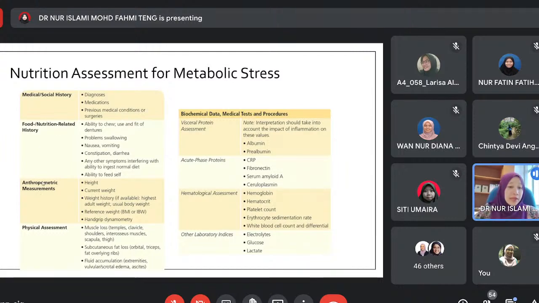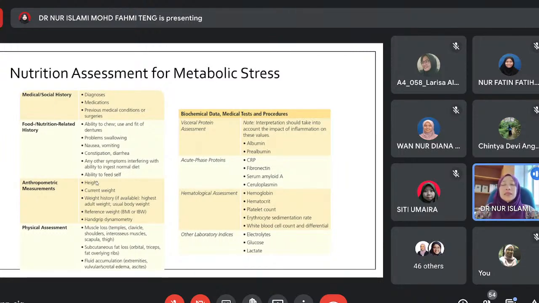And then for the anthropometric measurement, we assess the patient height. So usually kalau patient metabolic stress is just terbaring je kan, tak boleh nak bangun. So you must know how to assess the patient height. Is it using knee height ataupun nak guna arm span, demi span ke macam mana kan.